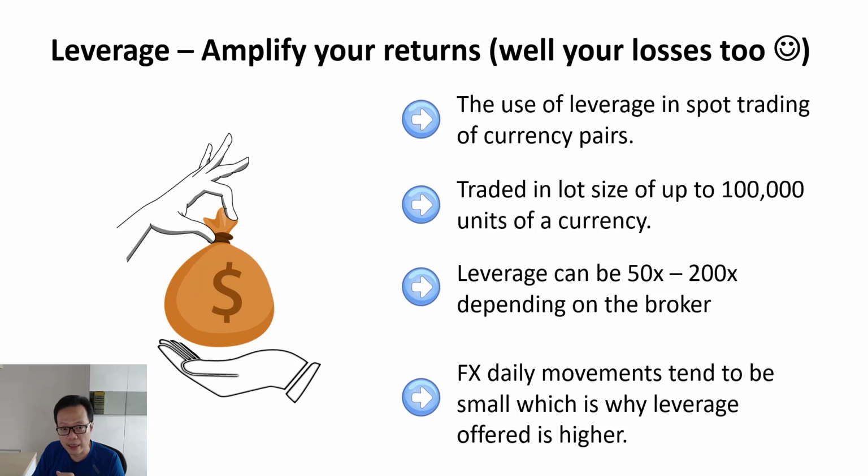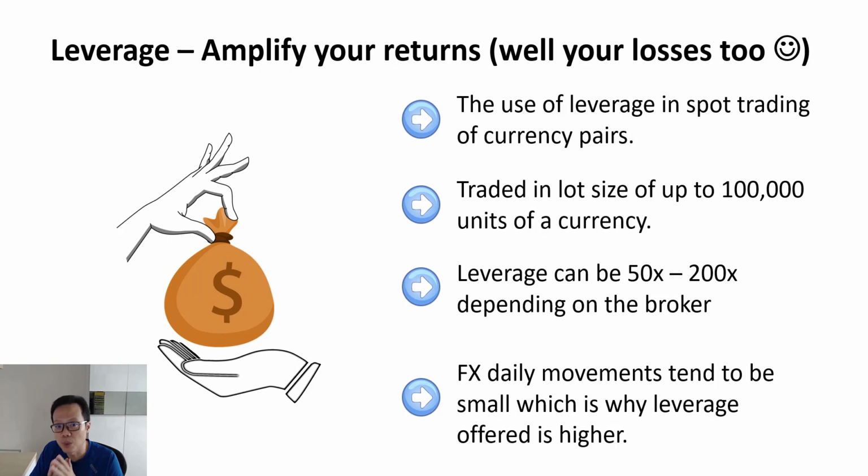And FX, unlike your other asset classes, uses high levels of leverage. So you trade in various lot sizes: there are nano lots, micro lots, mini lots, all the way up to a standard lot. A standard lot is 100,000 units of a currency. But because of the leverage extended to you, you do not need to pay it up in full, right? Depending on the broker that you are with, the leverage can be 50 times, 100 times, or 200 times or more.